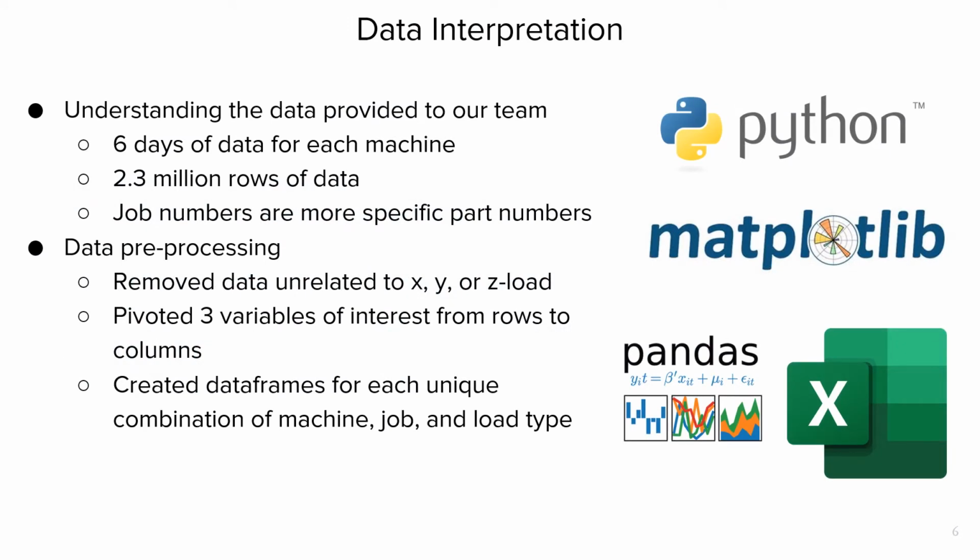Understanding the data provided to our team. We received 6 days of data for each of the 4 Mazak machines, totaling 2.3 million rows of data. From this data, we are primarily interested in job numbers, which are very similar but more specific than part numbers, and X, Y, and Z load. For data preprocessing and analysis, we used Python with the matplotlib and pandas packages, as well as Excel. We removed data unrelated to X, Y, or Z load, pivoted our 3 variables of interest from rows to columns, and created data frames for each unique combination of machine, job, and load type.